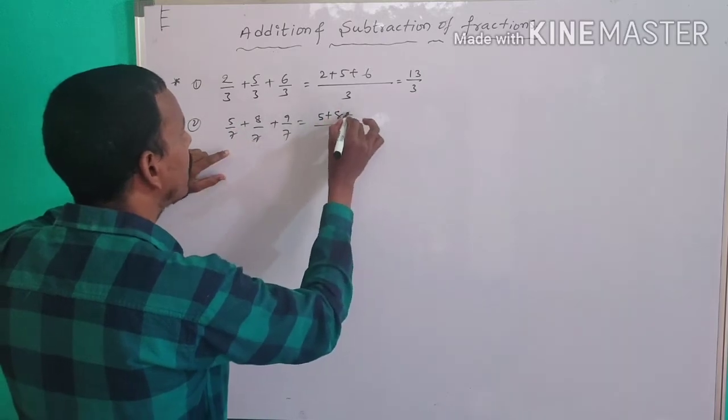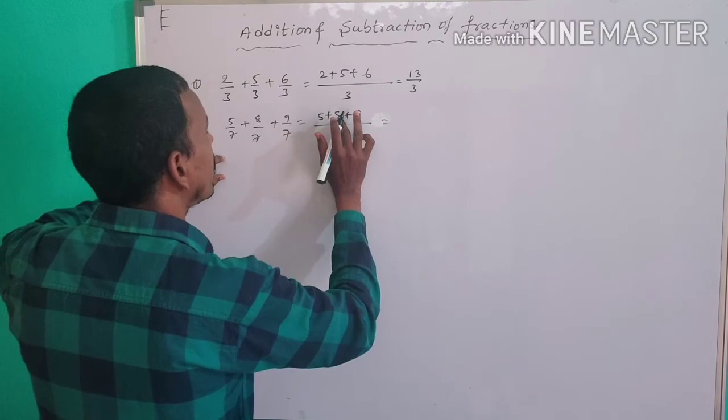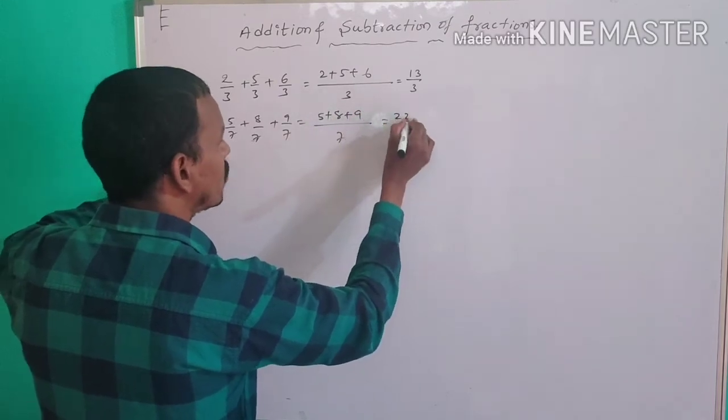5 plus 8 plus 9. So 5 plus 8, how much? 13. 13 plus 9, 22.